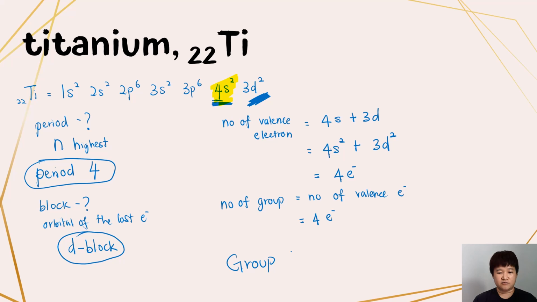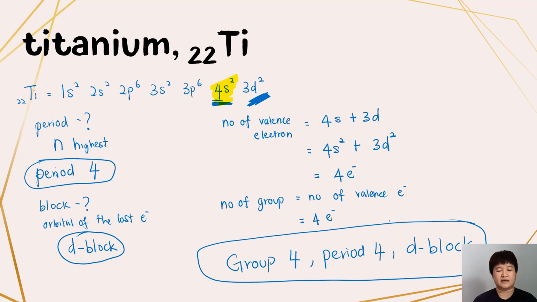Your titanium will be in group 4, period 4, and d block. And this is the exact location of your titanium. Simple, only 3 things: group, period, block. And everything depends on the correct electronic configuration.